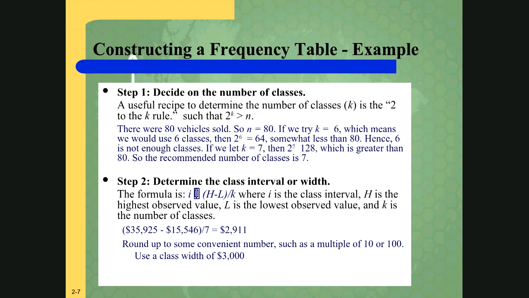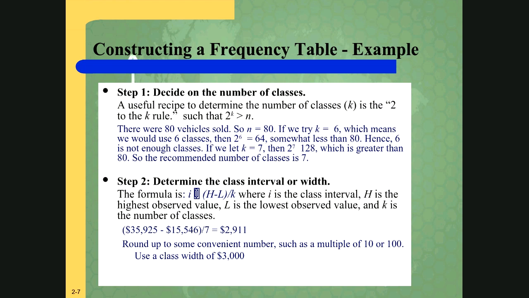So in this case, step 1. No, I don't think it's plus, John, because we're looking for the class interval. So in the example, if we have the highest value of the car sold, it's $35,925 minus the lowest value, which is $15,546, divided by the number of classes, 7, comes out to $2,911.